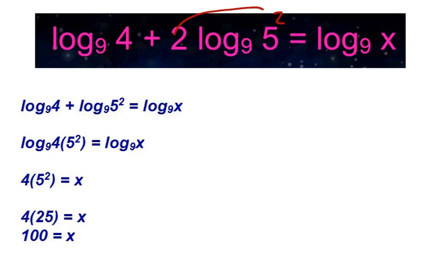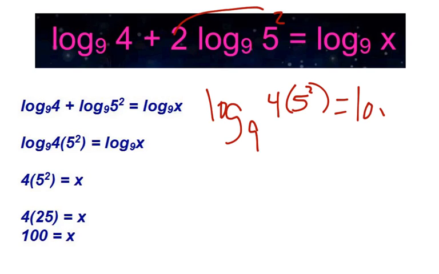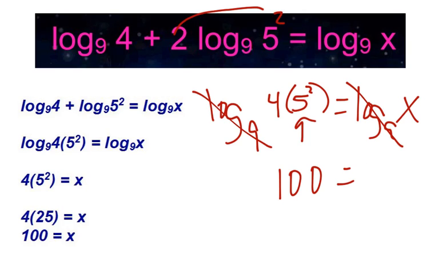Then addition becomes multiplication, so log base 9 of 4 times 5 squared equals log base 9 of x. Your logs cancel. 4 times 5 squared. Be careful, the squared just goes with the 5. So 5 squared is 25 times 4 is 100. Okay, be careful and realize that the squared is only with the 5. You can't do 4 times 5, enter, and then square it.